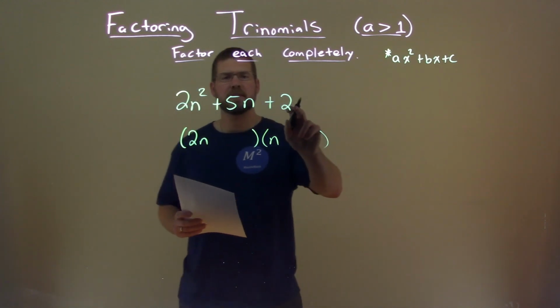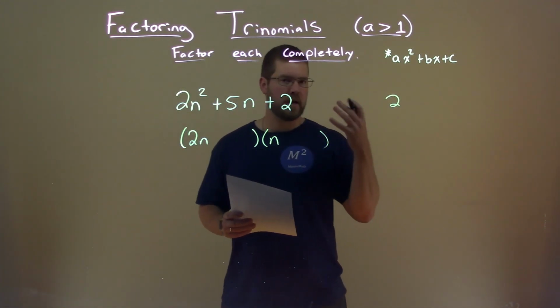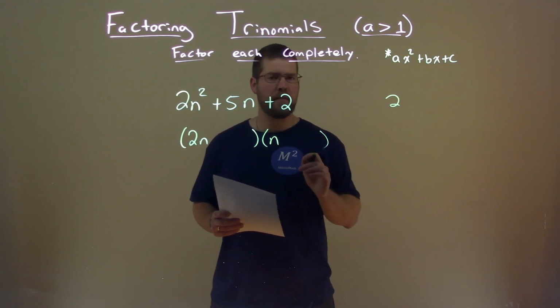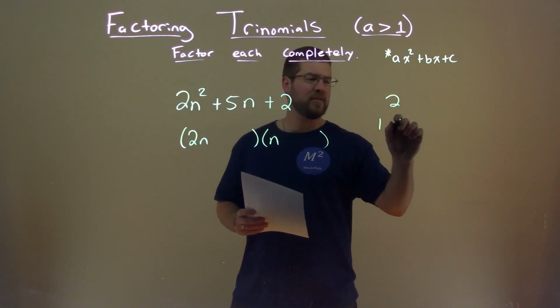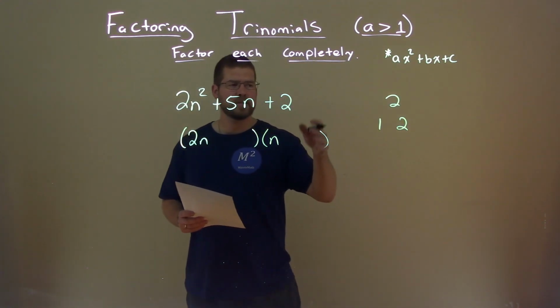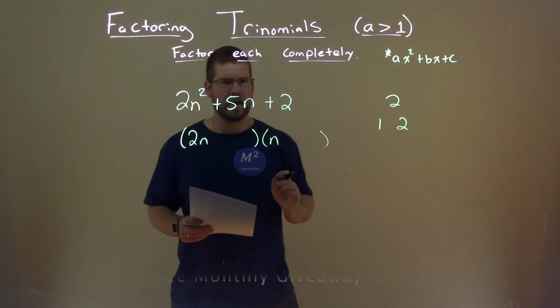We then have to look at our c value, which is this 2. And we think, okay, what two numbers multiply to be 2? And we know they both have to be positive because our b value here is positive. And that is just 1 and 2. So we have 1 times 2 is 2, or 2 times 1 equals 2. Doesn't really matter the order right now.